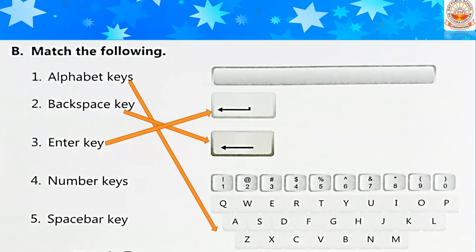Then number keys. You can easily identify the number keys, children. Very good. Then the space bar key. The longest key on the keyboard is the space bar key. Match it.